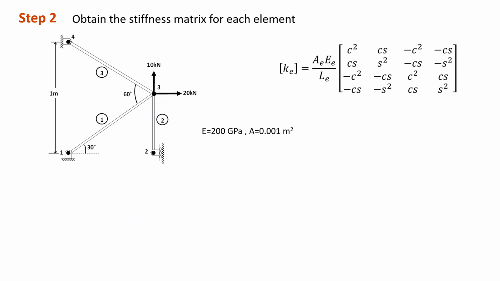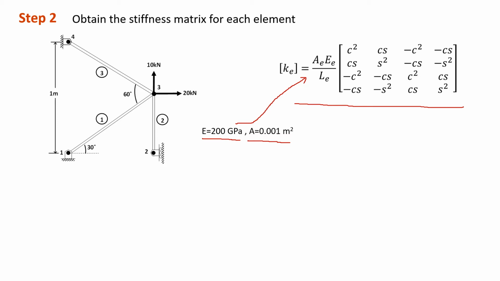The second step that we have to do is to determine the stiffness matrix for each element by using this stiffness matrix for a truss member that we have defined in part 1 of this lecture. The next parameter that we have to define is the material properties as well as the cross-sectional area. For example, in this case, all the truss members are made from the same material and have the same cross-sectional area. Those parameters are important to calculate the K matrix here.